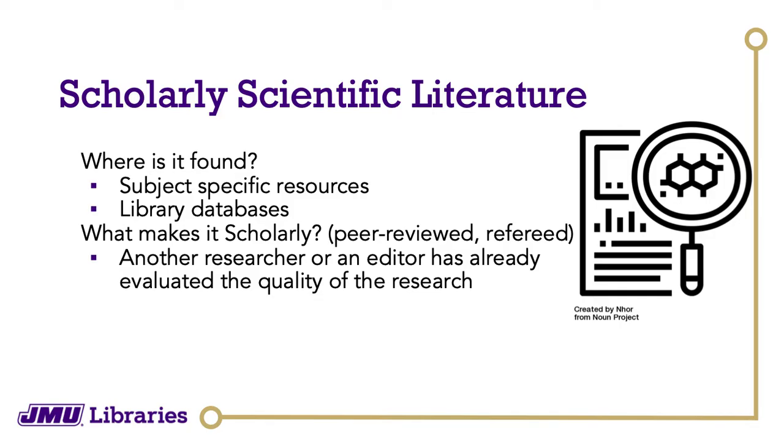Let's talk about what scholarly scientific literature is. Scholarly scientific literature can usually be found in subject-specific resources and databases that you can find through JMU libraries. This type of literature is often found in what you will hear called scholarly, academic, or peer-reviewed journals. These types of journals are geared towards and authored by academics and researchers in that field. Scholarly journals require references, and each paper submitted to a scholarly journal has to go through a review process that is made up of experts in the field. The purpose of these journals is to share information out to the academic community.